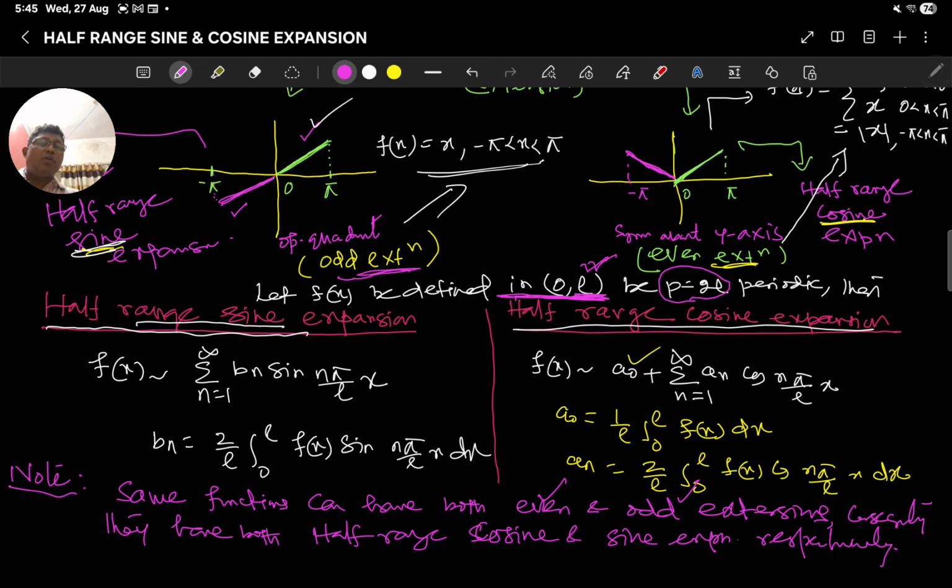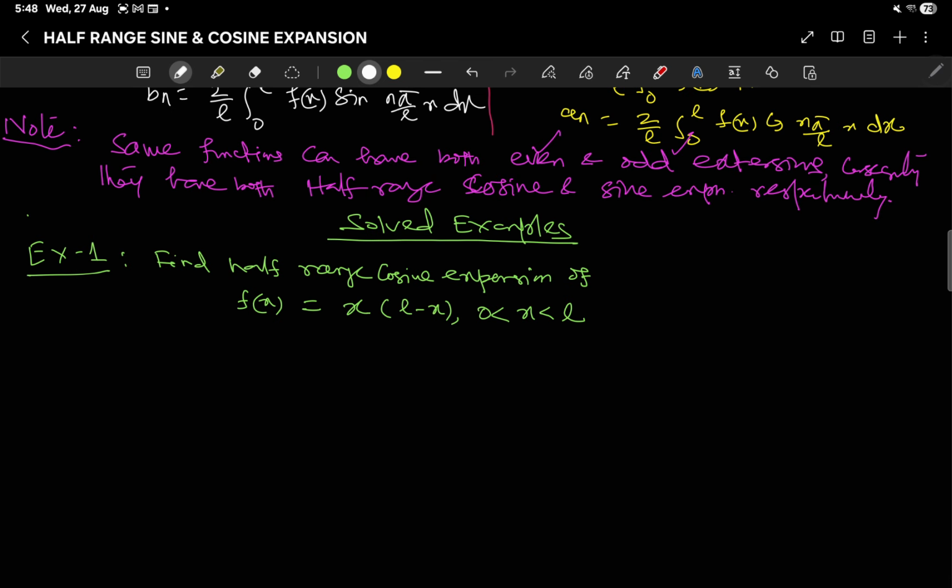So let me solve some examples so that your idea will be clear. Coming to example 1, you are asked to find the half range cosine expansion of the function f(x) is equal to x into (L minus x). L is arbitrary. So coming to the solution, what is your L here? L is L itself, right?